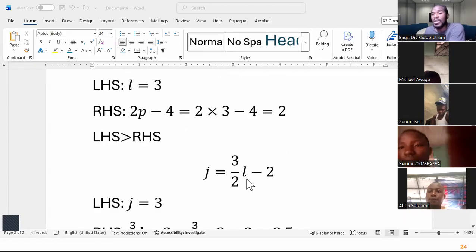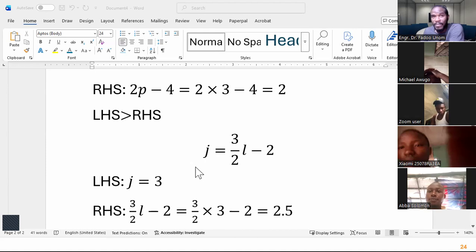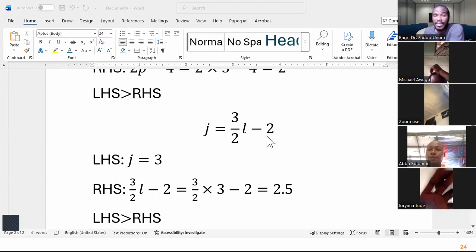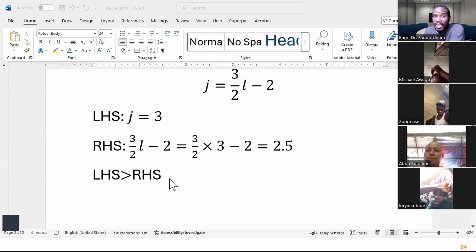Then we take the second equation also and test it. The left-hand side is J. J is the number of binary joints in the arrangement, and there are 3 of them. Then we look at the right-hand side. The expression says 3 over 2 L minus 2, and the number of links in that arrangement is 3, so we plug 3 in there. Then we subtract 2. So you say 3 times 3, that's 9. 9 divided by 2 will give you 4.5. 4.5 minus 2 will give you 2.5. Again, we can confirm that the left-hand side is greater than the right-hand side.